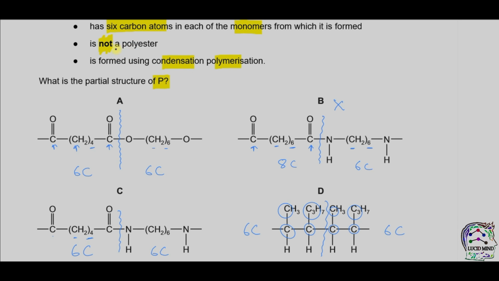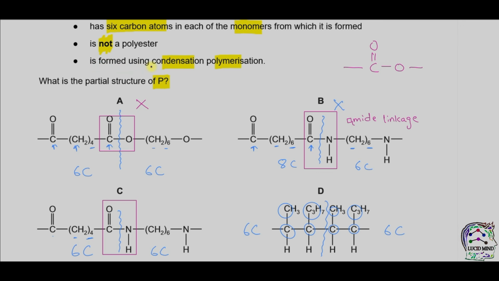Let's look into the second option. It is not a polyester. Now a polyester is something that consists of this linkage, which is an ester linkage. Let's look into part A. We have an ester linkage present. So this A is a polyester, so therefore A is incorrect. In part B, we can see this is not an ester, it is an amide. Again, in part C, we do not have an ester linkage, and in part D, there is just an alkane.